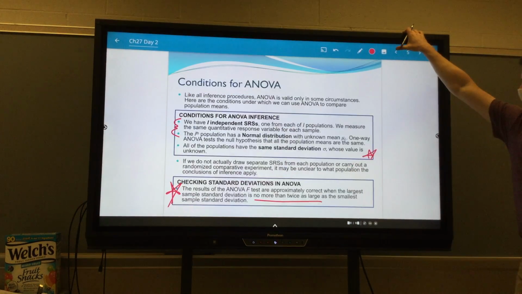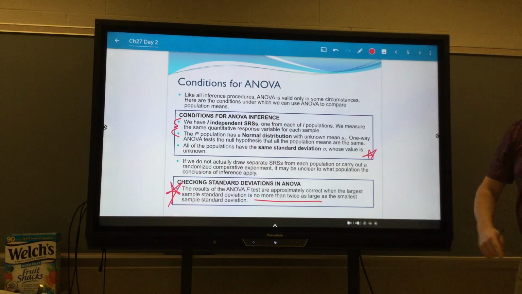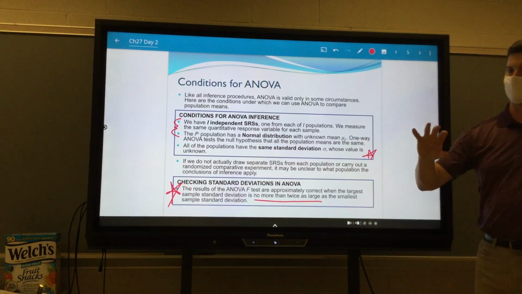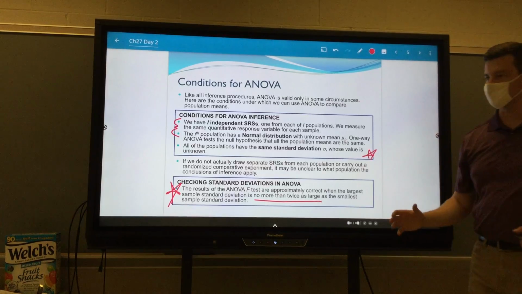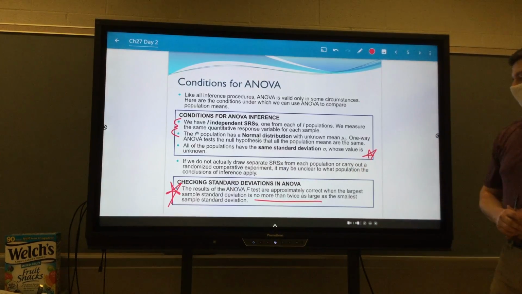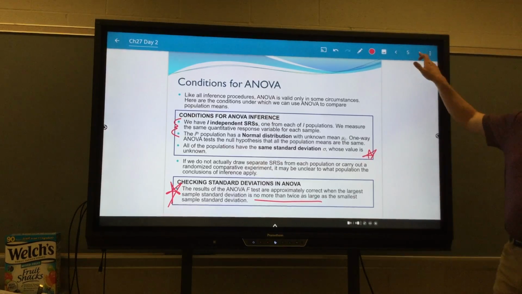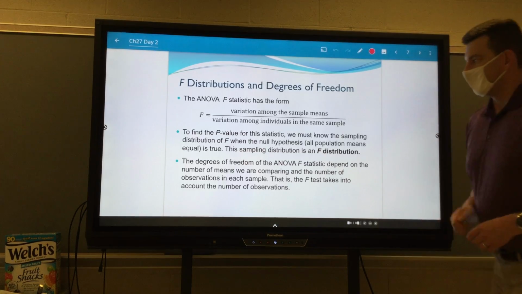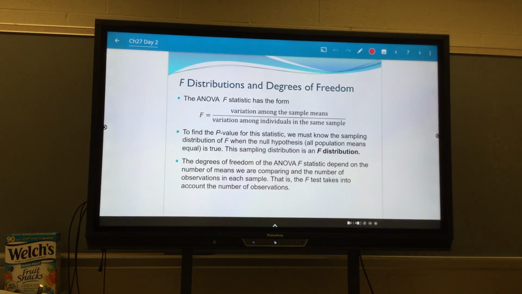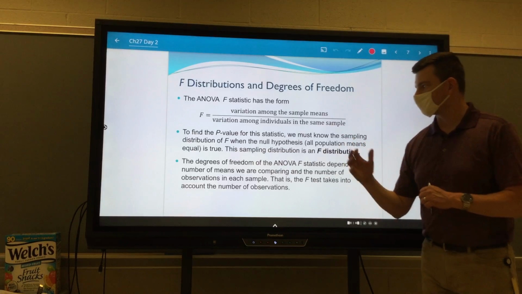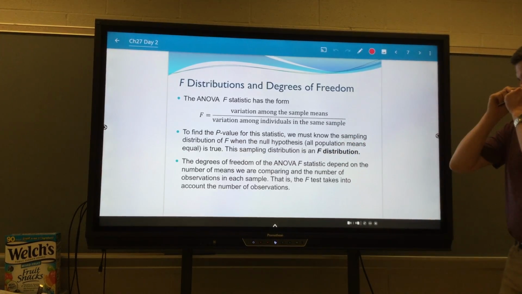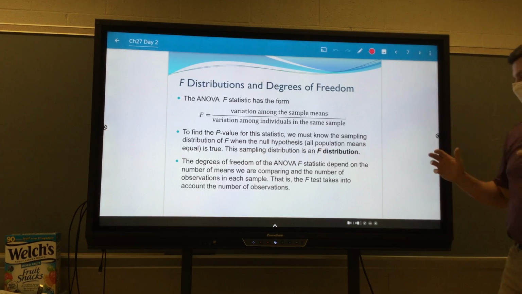So when you're checking conditions: independence, normality, standard deviations, big divided by small, hopefully it should not be bigger than 2. Now, for that F statistic, you're looking at the variation among the sample means divided by the variation among the individuals in the same sample.